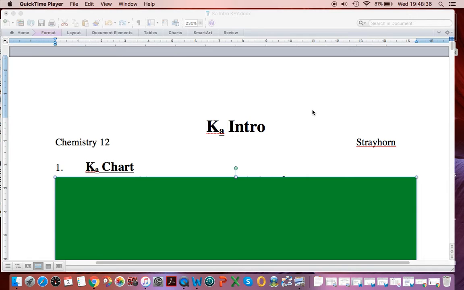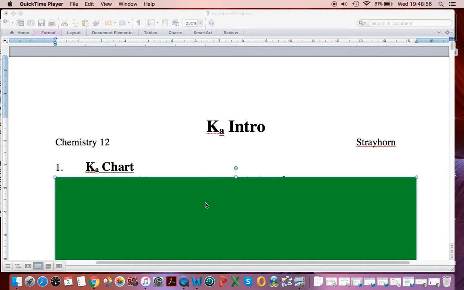Good day. This is the Ka intro, and it is quite a few sheets, so it's going to take a number of videos to work our way through. We're going to be looking at weak acids and weak bases and getting a handle on how we deal with these things. So, K for equilibrium constant, the A refers to acid.